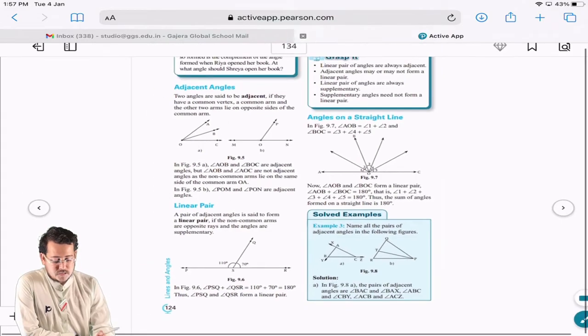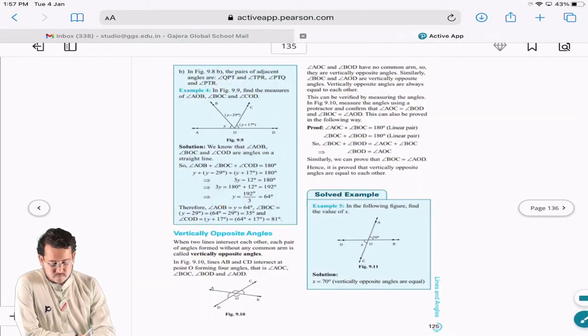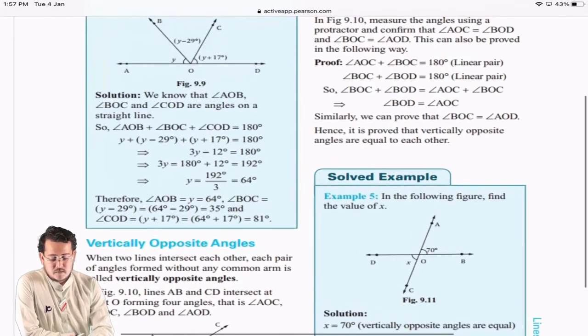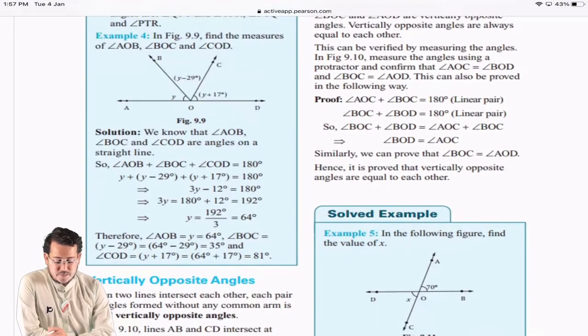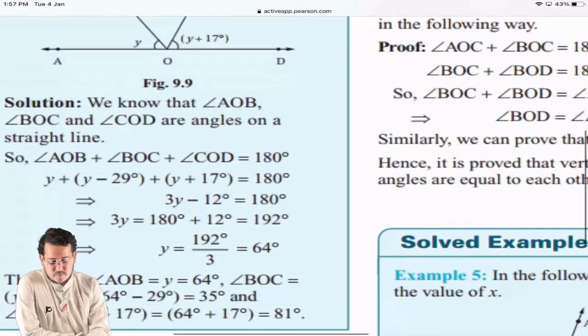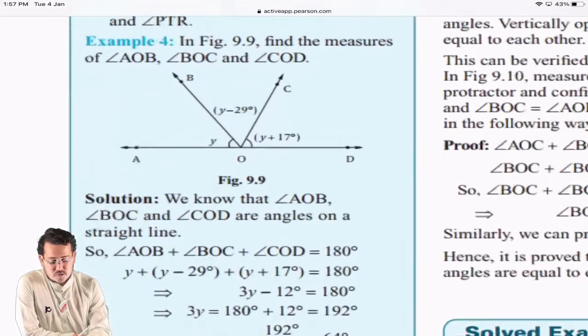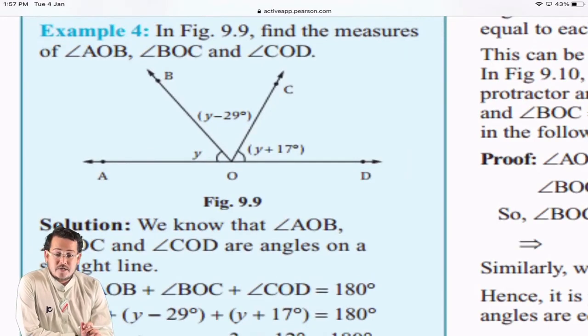Now we'll go for next. One more example of linear pair, we can say, or angles on a straight line. But it is more about the angles on the straight line, not about the linear pair. Okay, because in linear pair there should be two adjacent angles and adjacent angles should form 180 degree.